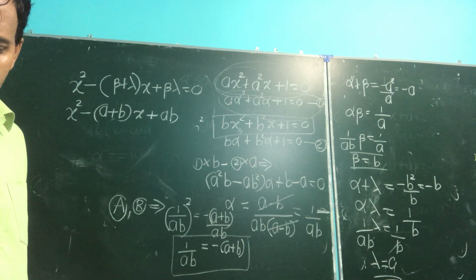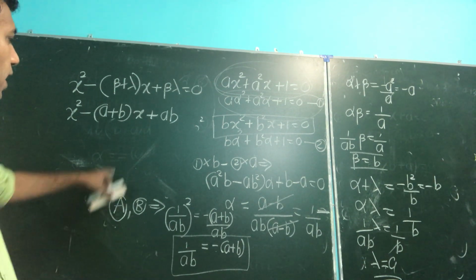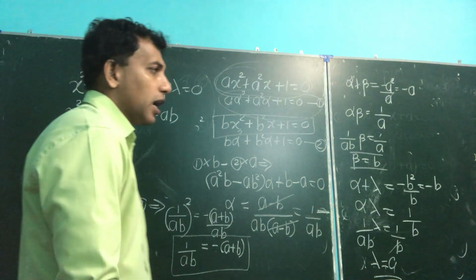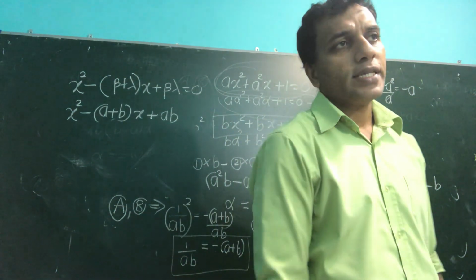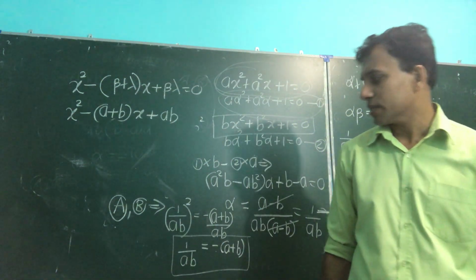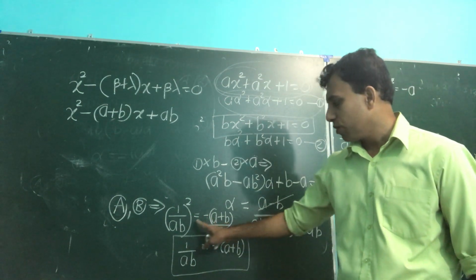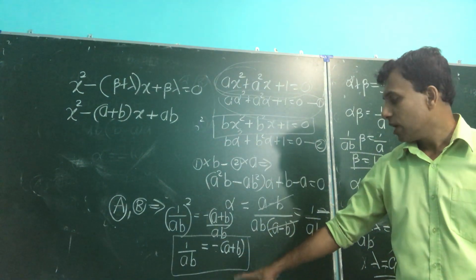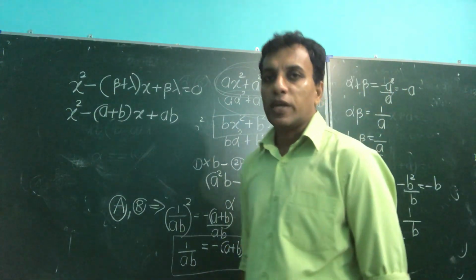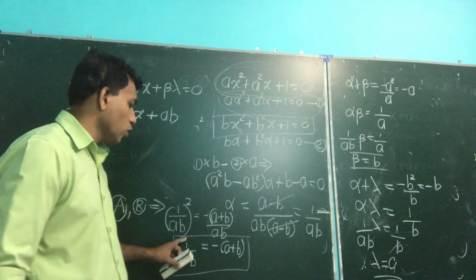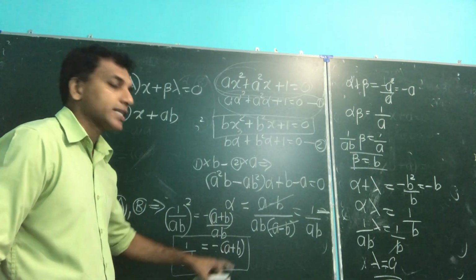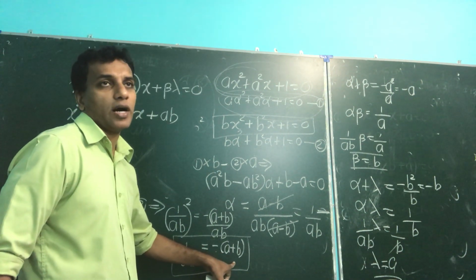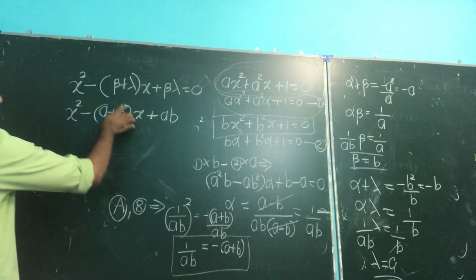Is there answer? No, there's no A plus B. Still I not use the common root property. Still I not show the common root ideas. Here we have common root comes, what happen here? 1 over AB is minus times A plus B. If the equation has common root, 1 over AB equal minus times A plus B. That means A plus B equal to what? Minus 1 over AB.